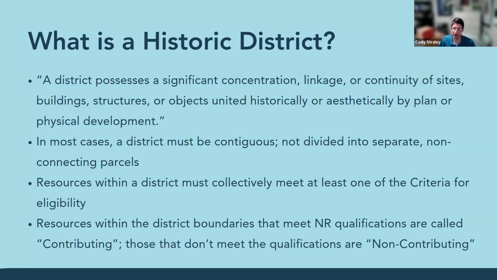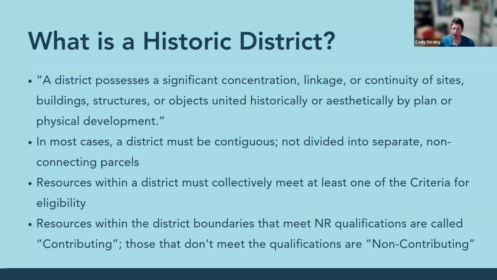All the resources in a district together must collectively meet at least one of the criteria for listing. So like a downtown business district, for example, all the buildings together could qualify under the history of commerce for driving the area's local economy. Or if we have a residential neighborhood from the late 1800s, it could qualify under architecture for having all the different historic architectural styles together there in one area.